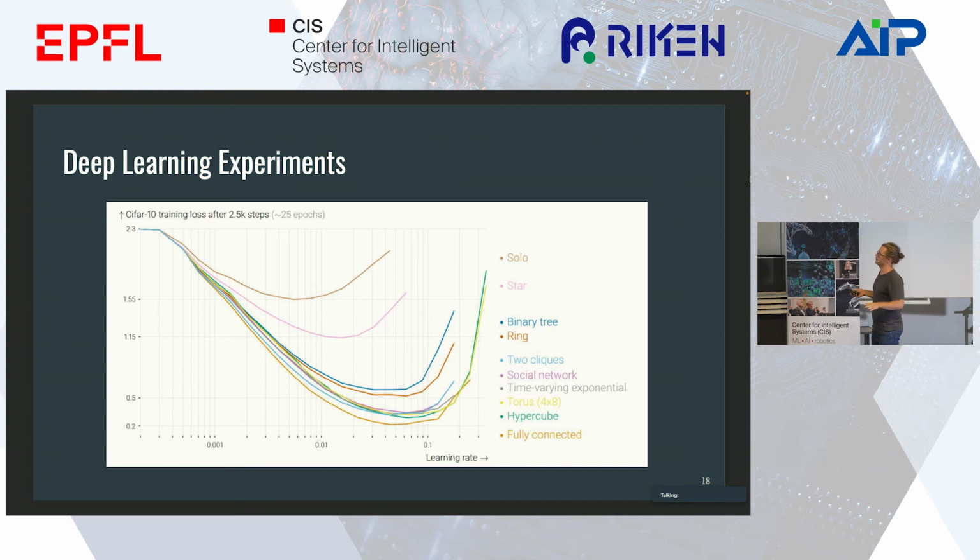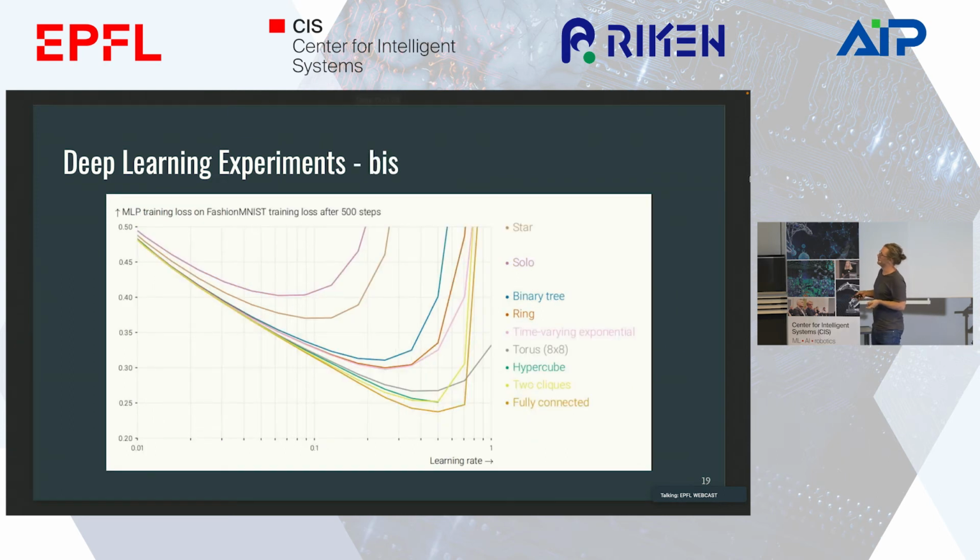So this is really just the key takeaway. This is for CIFAR-10, and if you do it on Fashion MNIST, then you get the same behavior. It's even clearer here. More connected topologies allow you to push the learning rate further before your algorithm starts to diverge, and so you do gain from collaboration with other people.